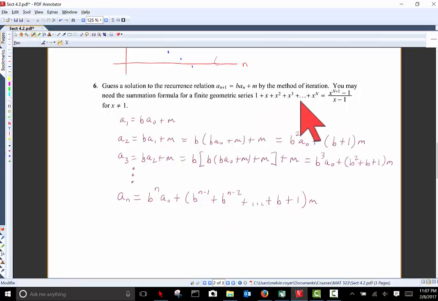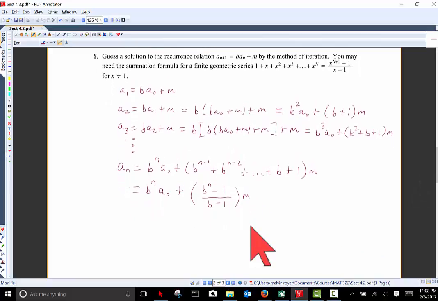This is what I have. The terms are written in the opposite order. X here is b here, and capital N here is little n minus 1 here. So I'll recopy this term, and then if I apply the formula, it's b to the little n minus 1, but then plus 1. So b to the little n minus 1 divided by b minus 1 times m. And there we go. That's now what I was looking for.